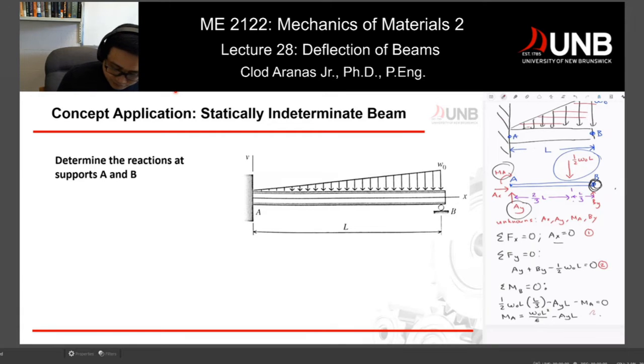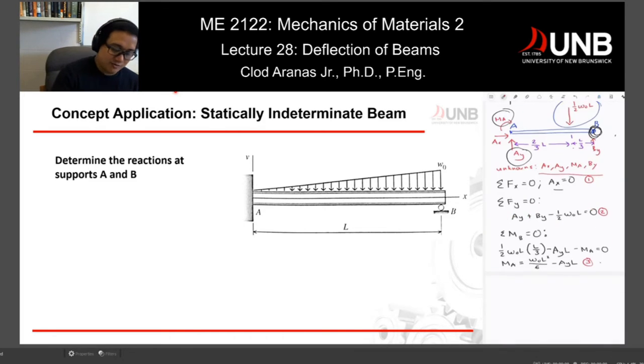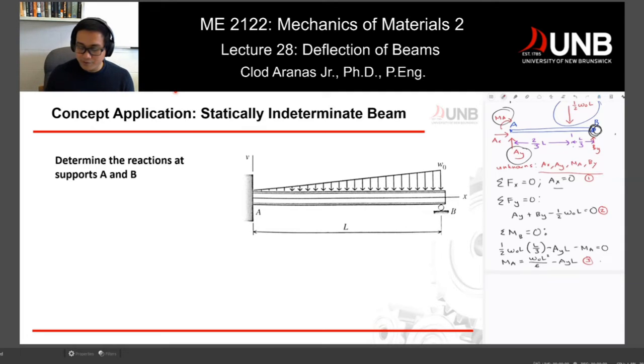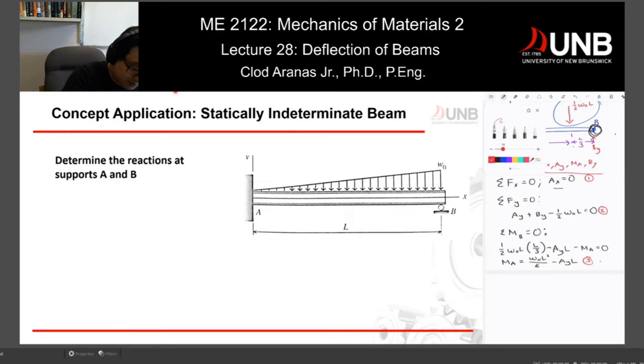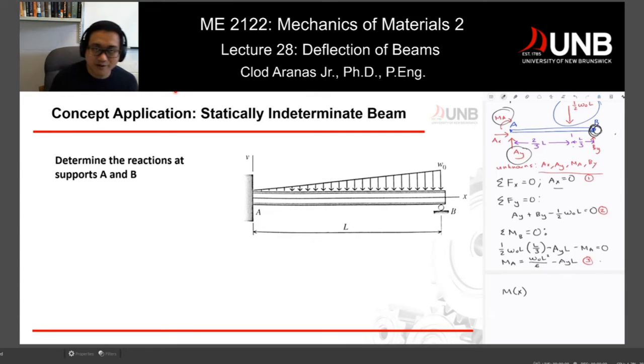And whatever you do, you cannot solve A sub x, B sub y, M sub A, or any of these 4 unknowns. Now, how can we solve such problems? So now we can apply the second order differential equation. So we can cut our beam. And again, if you're doing the second order differential equation, the first thing is to get M as a function of x, and then integrate twice. So I'll just put here integrate twice.